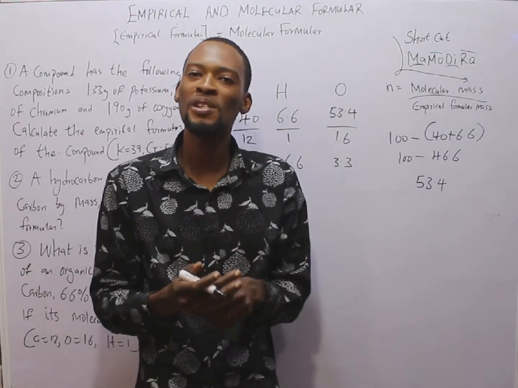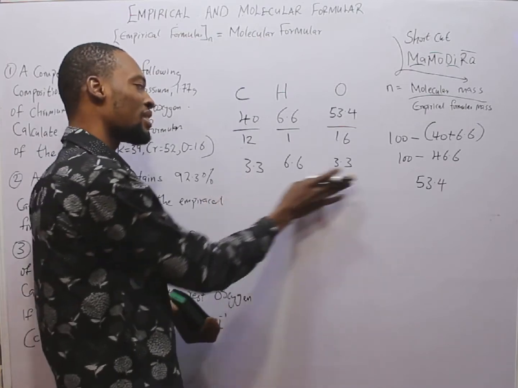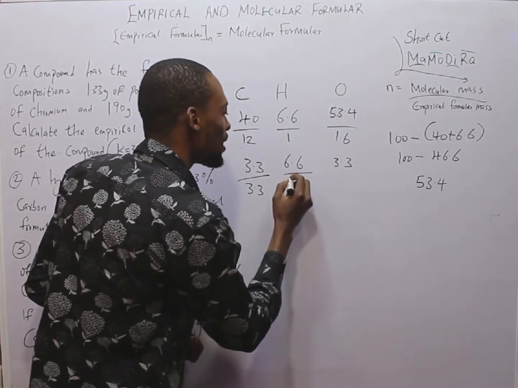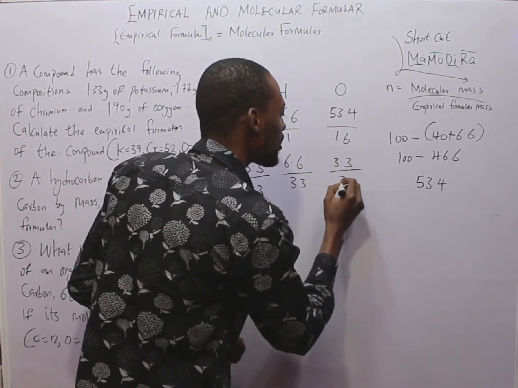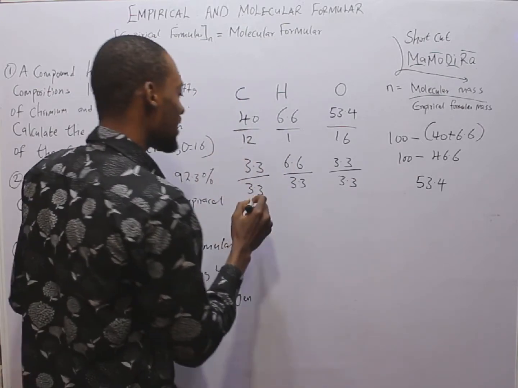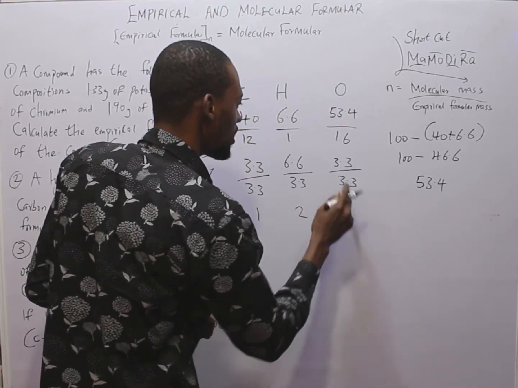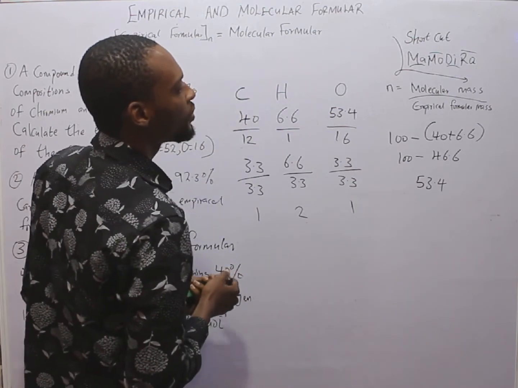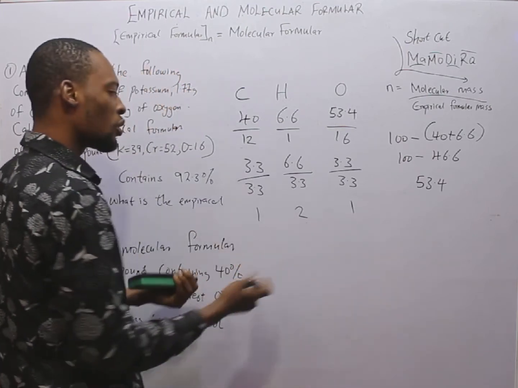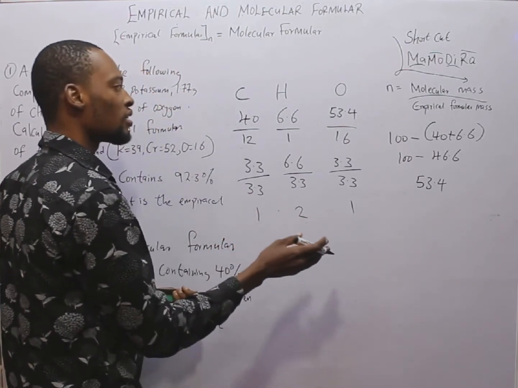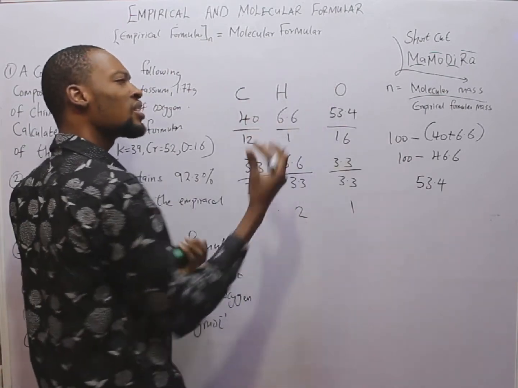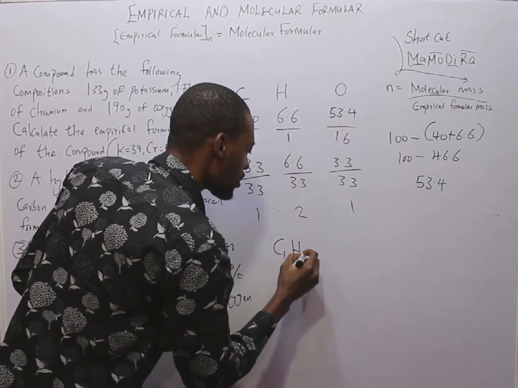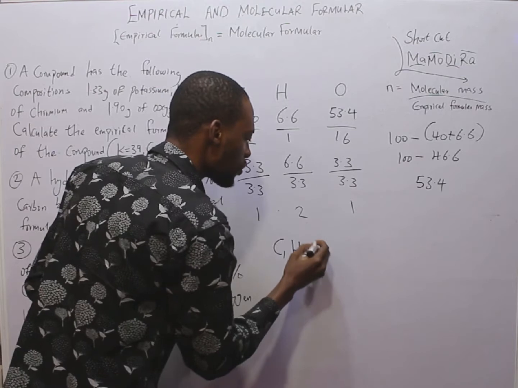Then we divide by the smallest number. The smallest number here is 3.3. So divide here by 3.3, here by 3.3, here by 3.3. So you get 1, here you get 2, here you get 1. Which means the ratio is already whole numbers. This is 1:2:1, which implies that the empirical formula of this compound is carbon is 1, C1, hydrogen is 2, H2, oxygen is 1, O1.